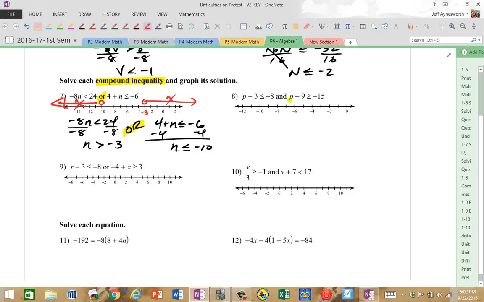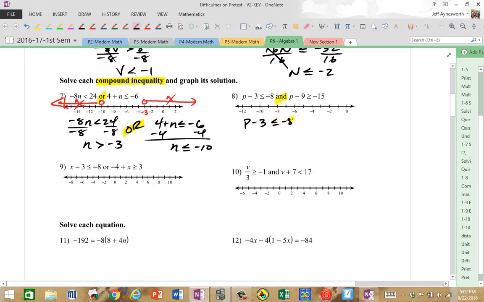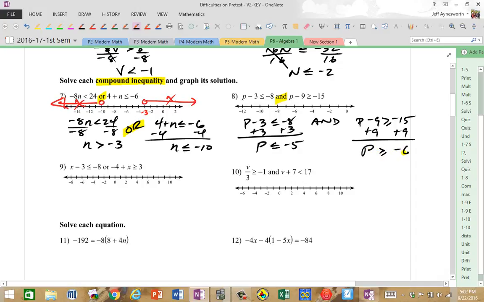Now on this inequality here, the and statement, this is different. You got to satisfy both. So here we're looking for the intersection. So p minus 3 is less than or equal to negative 8, and p minus 9 is greater than or equal to negative 15. So we got to solve these. So let's add 3 and get p is less than or equal to negative 5. We add 9. We get p is greater than or equal to negative 6.